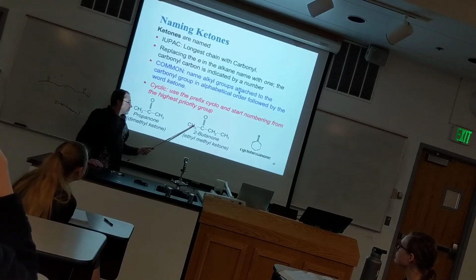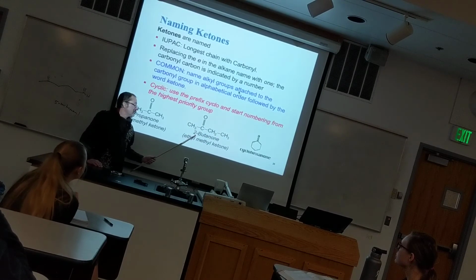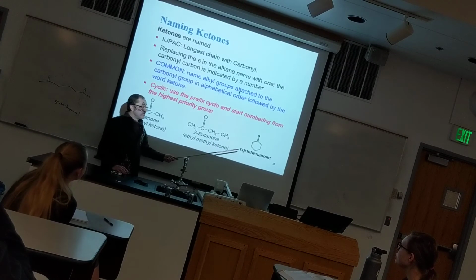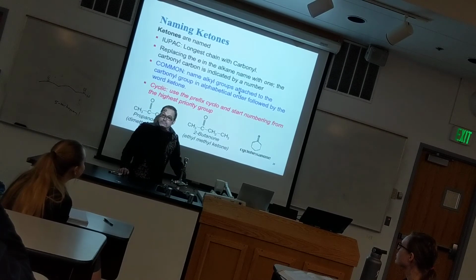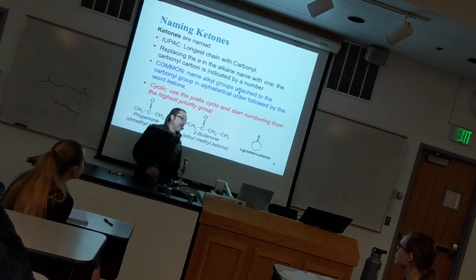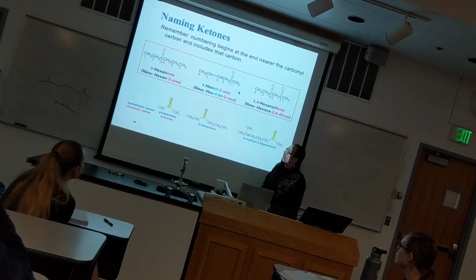So this one would then be a 1, 2 for a butanone. This is a 2-butanone. Okay? And then, I love this, cyclohexanone. There you go. That makes sense. Cyclohexanone. I like it. All right, let's look at some more examples.